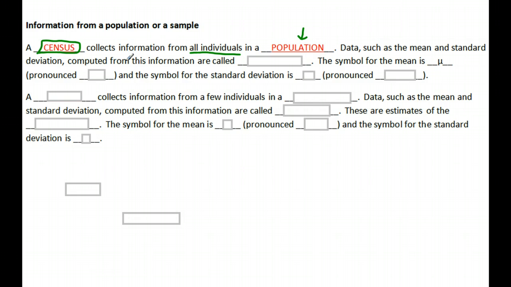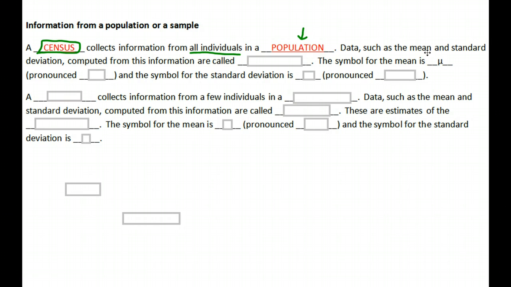However, you could also do that on a much smaller level. You could also take a census of a classroom. If the population that you're interested in is the students in a given classroom, asking everyone would be considered a census. So a census is not just something the U.S. government does.